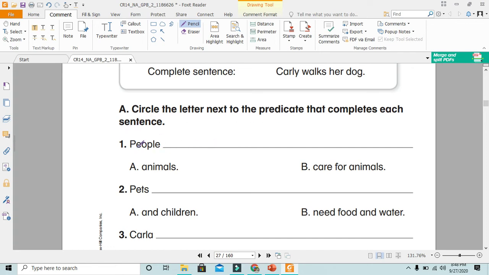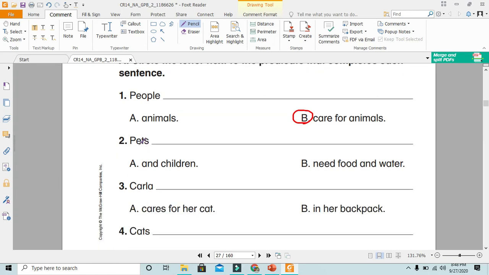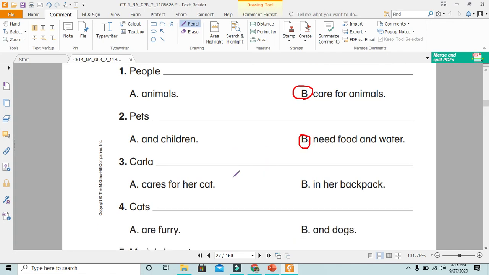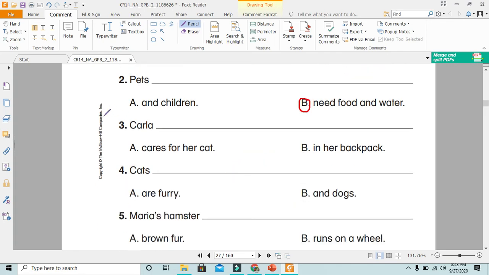Number 1, people. People what? People animals or people care for animals? Where is the correct predicate? Excellent. Care for animals. Number 2, pets. Pets what? Pets and children or need food and water? Need food and water. Number 3, Carla.